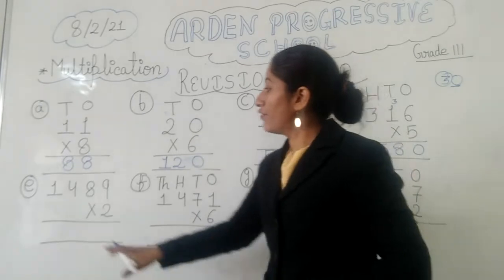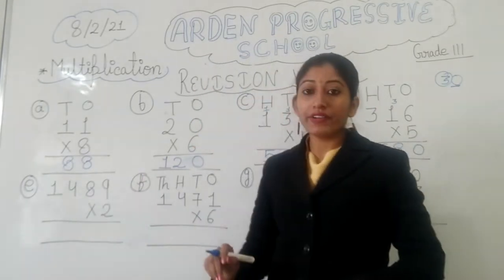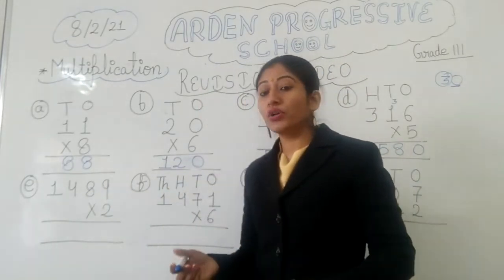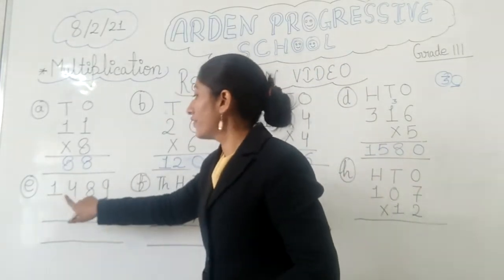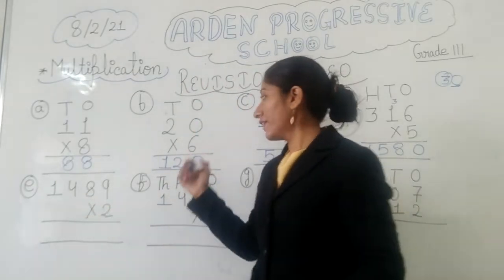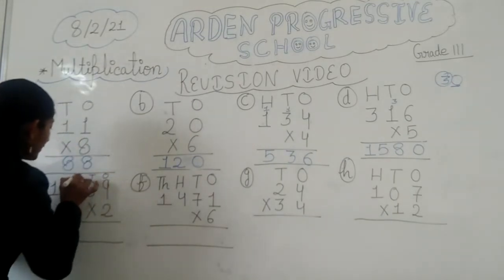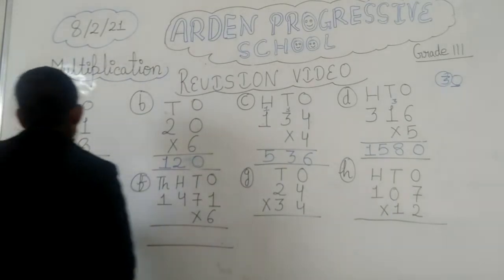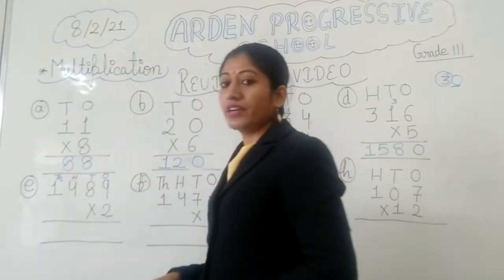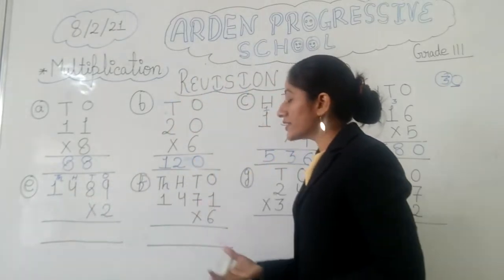Now you can see here 4 digits are given. 1, 4, 8, 9. How we will read this? For reading, we must know the places. Though we all know that this is 1489. But for better understanding, we can write also. So this is ones, tens, hundred, and thousand. And what it is? 1489. So let us start.